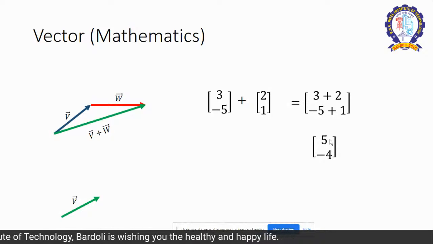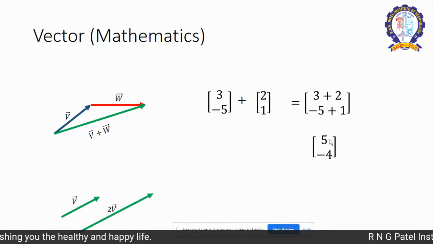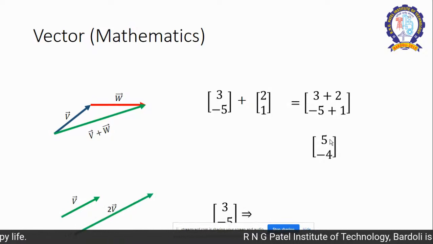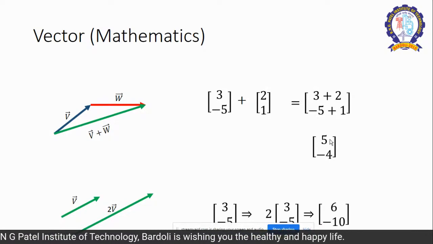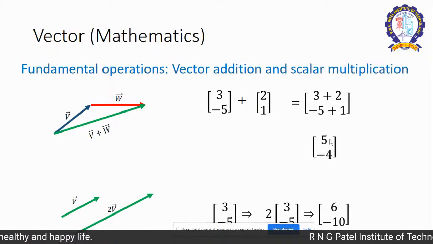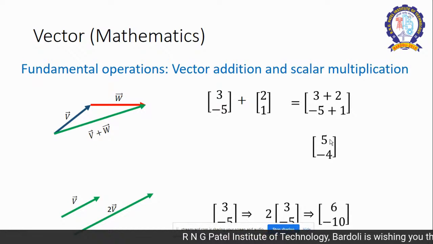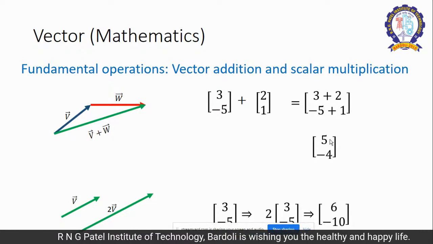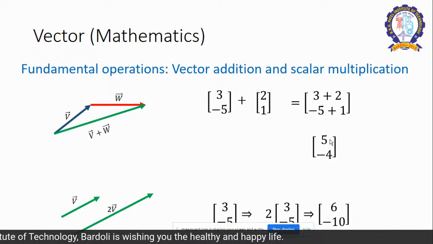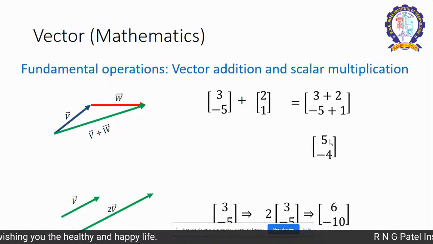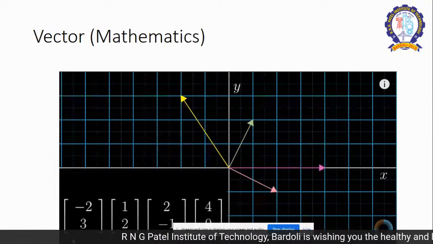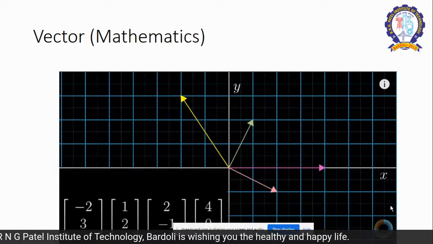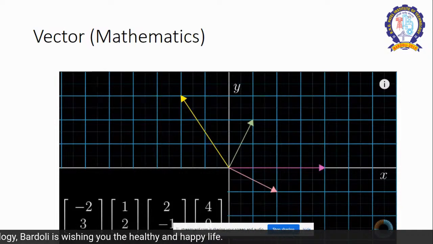A vector can be scaled, for example scaled with 2. This is 2v, which can be defined as 2 times 3, minus 5, that gives 6, minus 10. So that is the scaling factor. This means the vector has fundamental operators: vector addition and scalar multiplication. So in mathematics, the vector has these two fundamental operators, vector addition and scalar multiplication. This is actually a video that I took from the 3Blue1Brown channel.